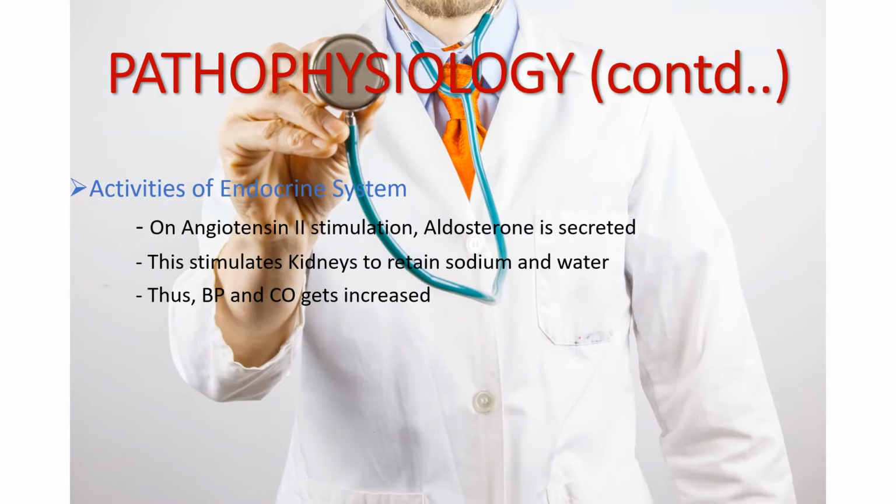The last mechanism we'll talk about are the activities of the endocrine system. When the angiotensin 2 is stimulated in the adrenal cortex, it will secrete aldosterone. This aldosterone then will stimulate the kidneys to retain the sodium and the water, and thus the blood pressure and the cardiac output of the heart will be increased.